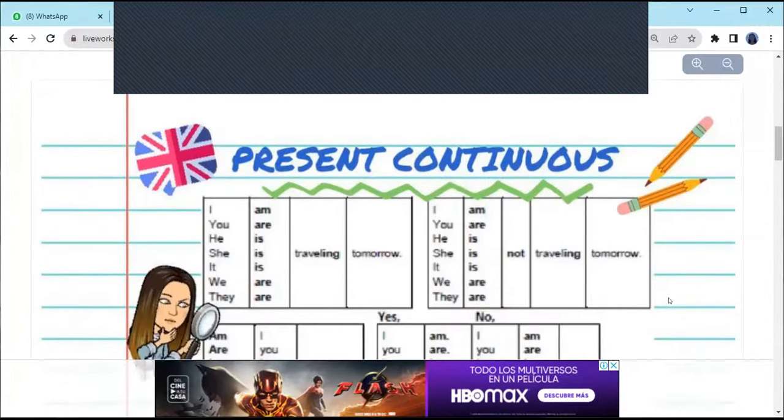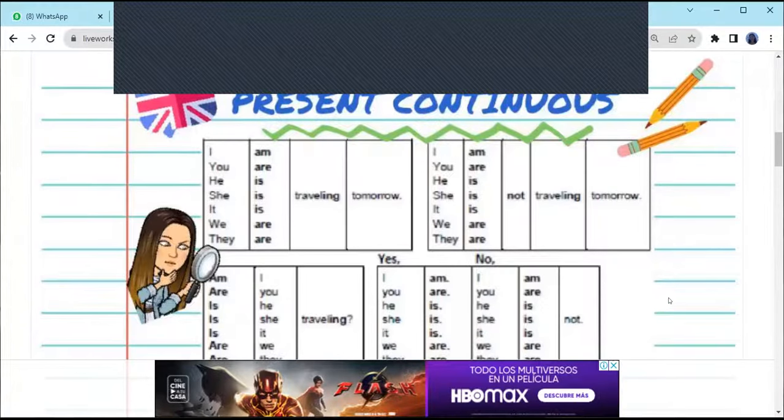Okay, in here, we're going to study the present continuous. When we are talking about present continuous, we need the verb to be. Remember, I am, you are, he is, she is, it is, we are, they are, okay? We need the verb with the ing, traveling, and the expression that says it is future, tomorrow. Another example, in this case negative: She is not traveling tomorrow. We are not traveling tomorrow.